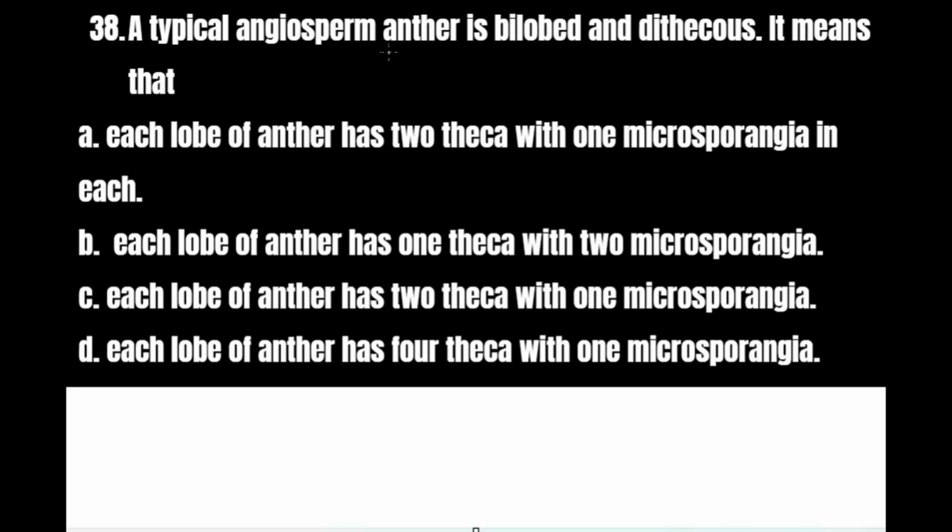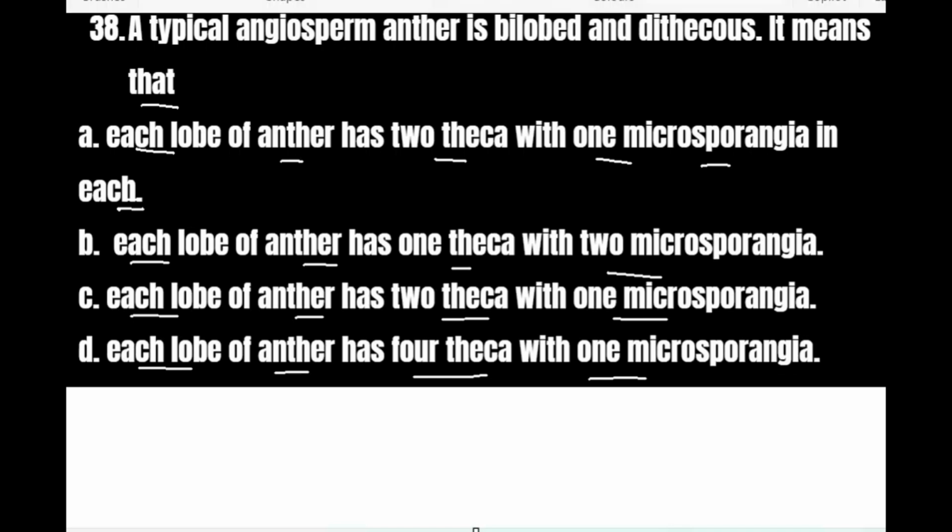Angiosperm anther is bilobed and dithecous. It means that each lobe of anther has 2 theca with 1 microsporangia in each. That is option A. Option B is each lobe of anther has 1 theca with 2 microsporangia. Option C is each lobe of anther has 2 theca with 1 microsporangia. Option D is each lobe of anther has 4 theca with 1 microsporangia. Let us try figuring out how it looks.